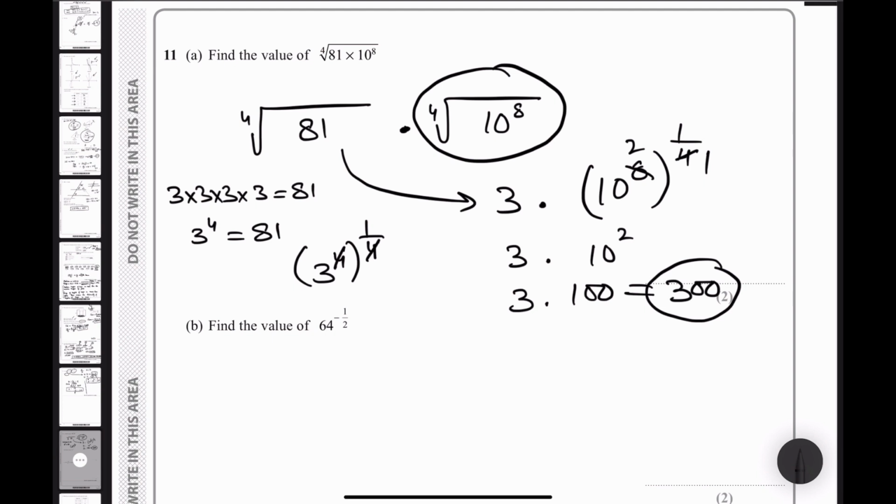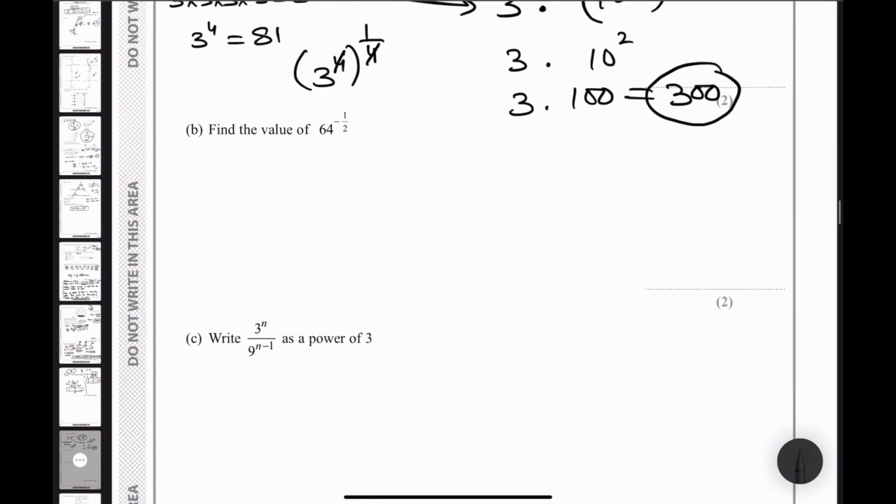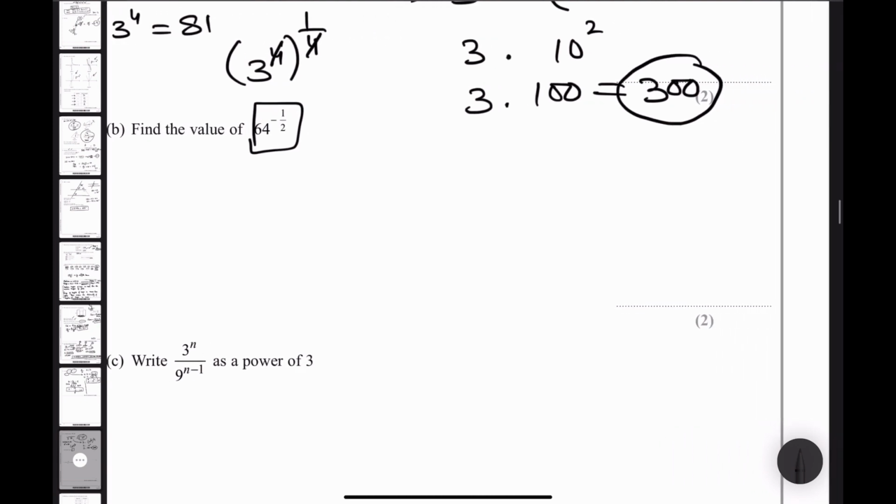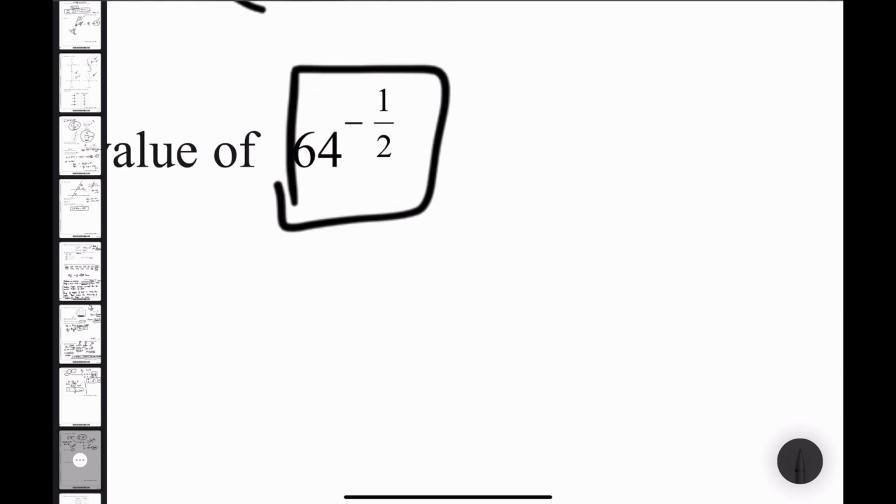Alright. Now let's do part B. Find the value of 64 to the power of negative half. So first of all, we have to get rid of the negative sign, then we have to get rid of the fraction in the exponent.